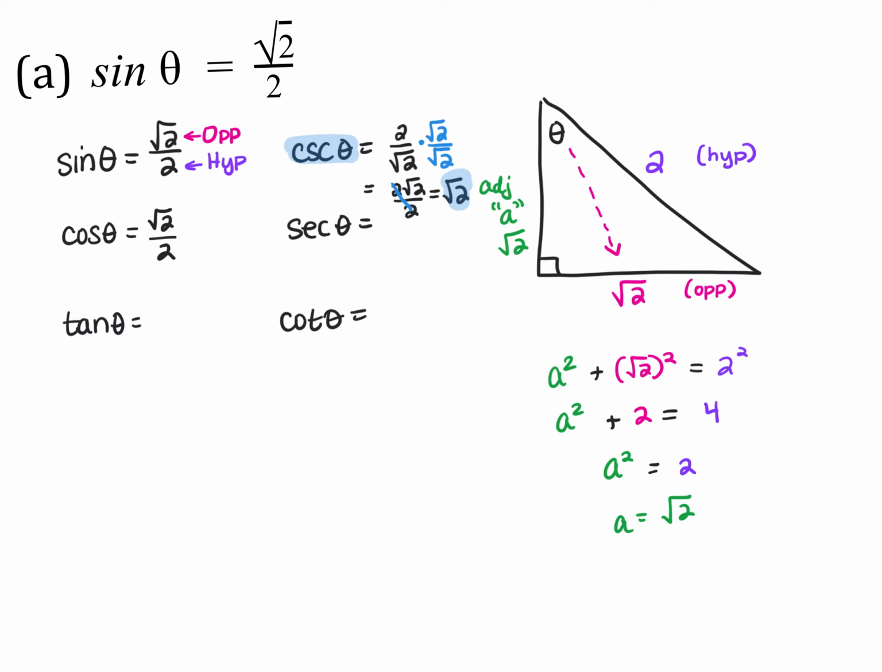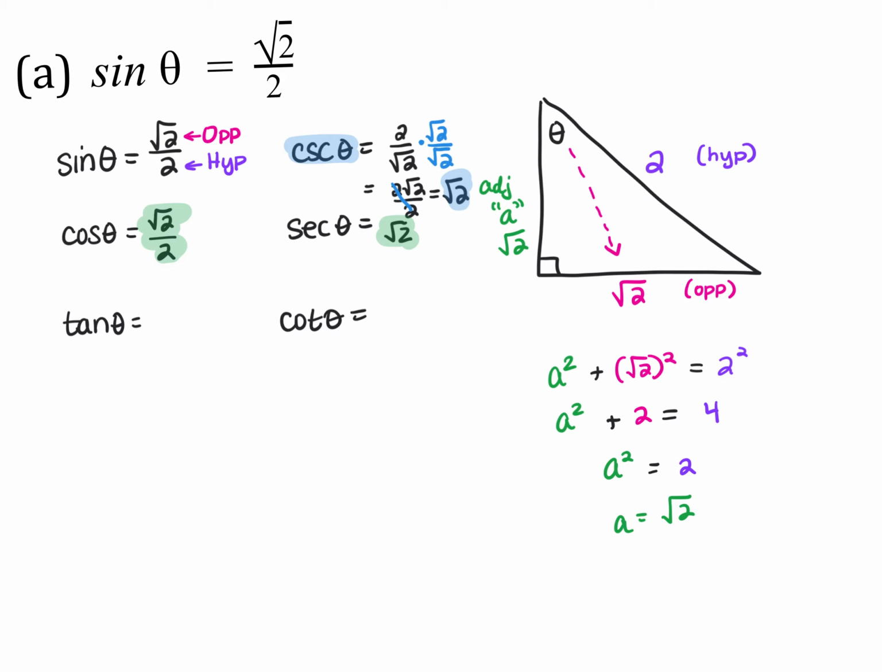Now here's something that's interesting, because if I want to find secant, that means I have to do the reciprocal of radical 2 over 2. Didn't I just do that right here? So I already know what that's going to end up being, and it's just going to end up being radical 2 again. So now I've got 4 of them.